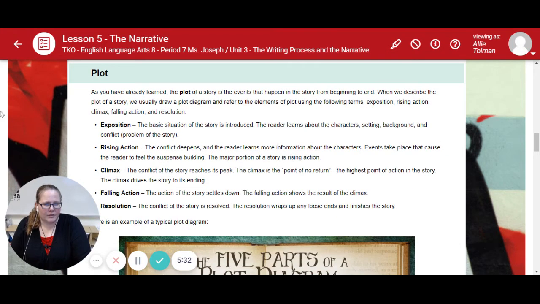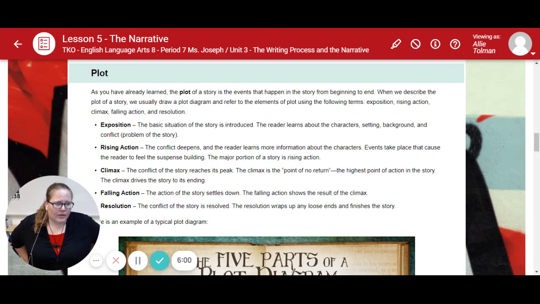All right, our next point is plot. As you have already learned, the plot of the story is the events that happen in the story from beginning to end. When we describe the plot of a story, we usually draw a plot diagram and refer to the elements of the plot using the following terms: exposition, rising action, climax, falling action, and resolution. So an exposition is the basic situation where the story is introduced.